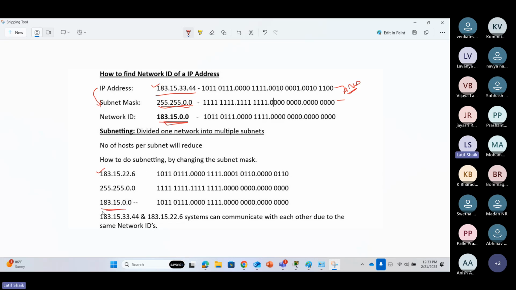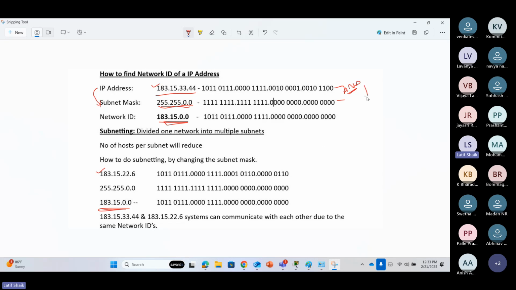If both systems' network IDs are the same, those systems will communicate with each other. First, you have to convert this number into binary, and our subnet mask also. What is this logical AND operation?